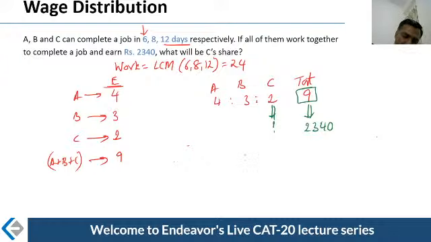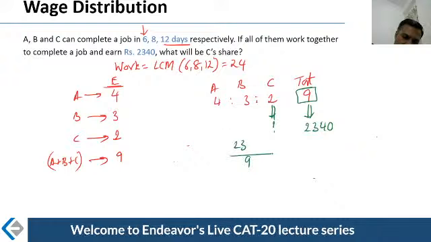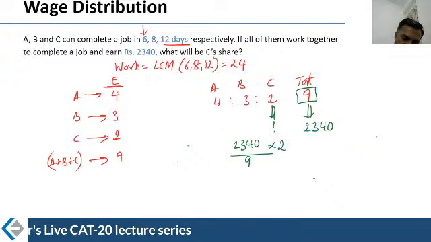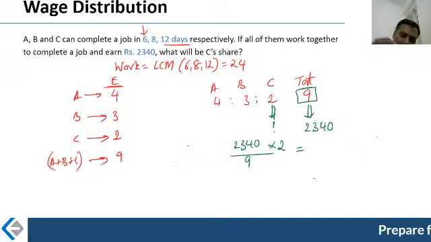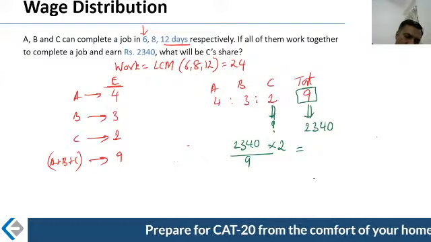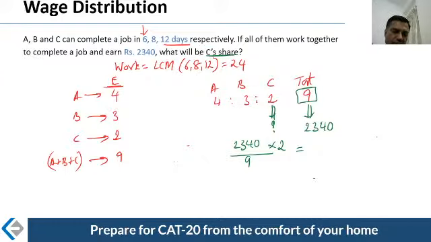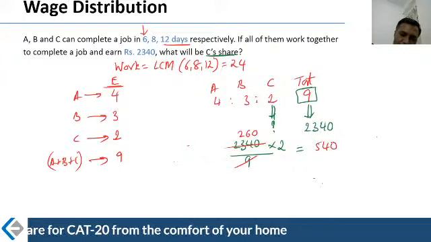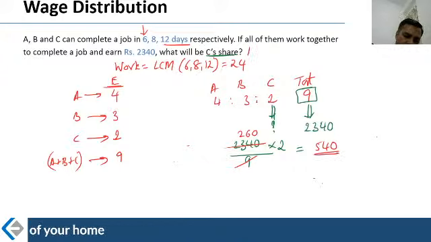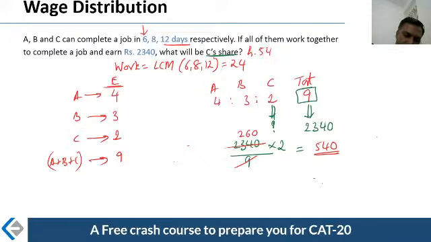Therefore, how do you write this? You'll say that 9 corresponds to 2340. Therefore, 2 corresponds to how much? That is the share of C. Why 2 only? Why did we not take another one? Because the share of C was asked. Therefore, you'll say 2340 into 2 by 9. Simplify this. 260 into 2. Therefore, the share of C is nothing but rupees 520. Hence, out of 2340, C gets 520. Similarly, you can find for others as well.